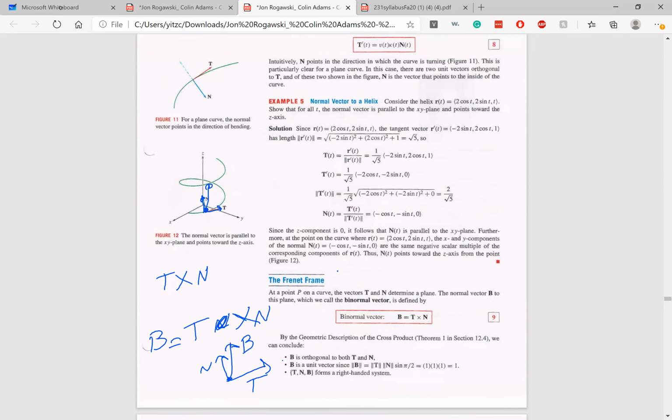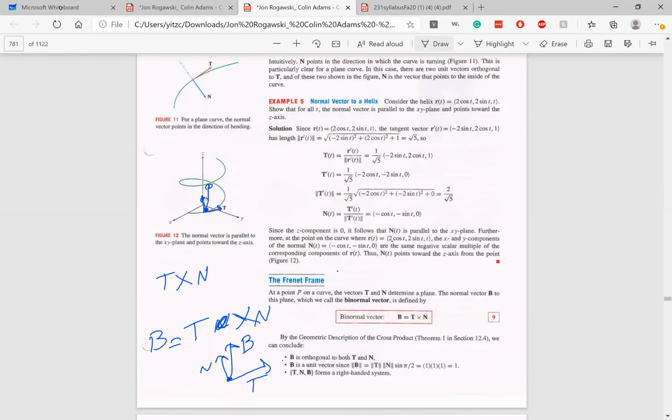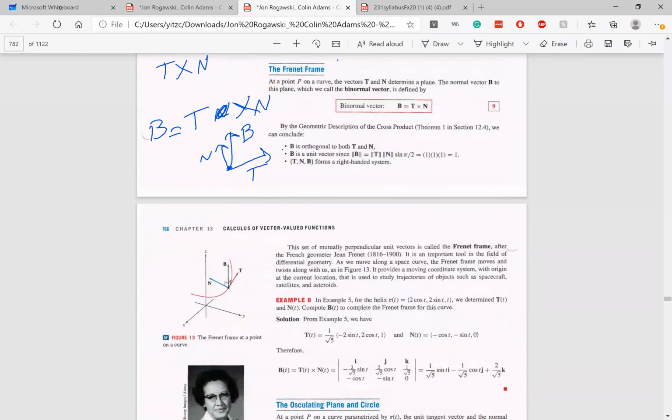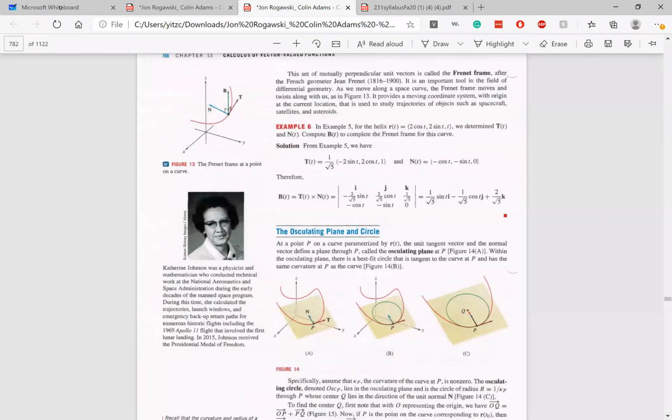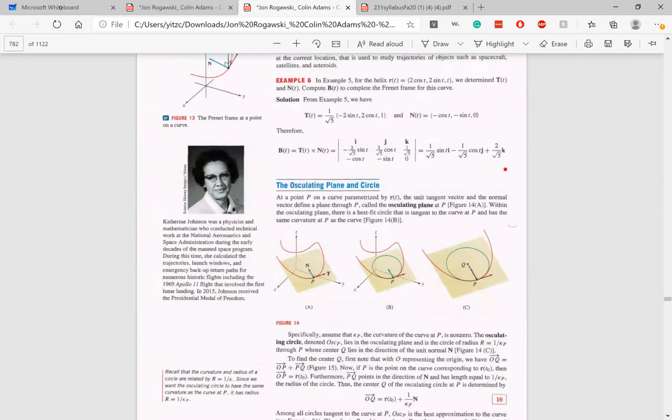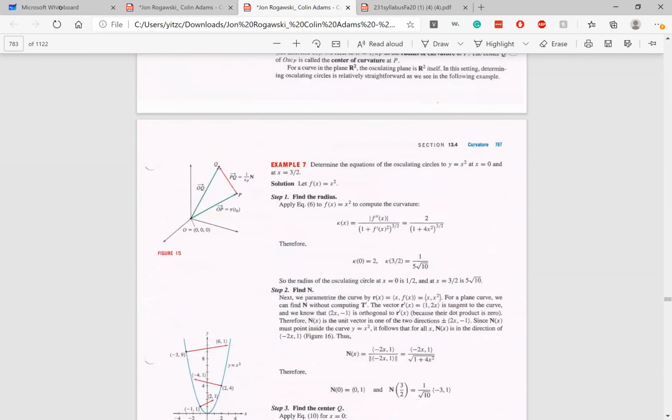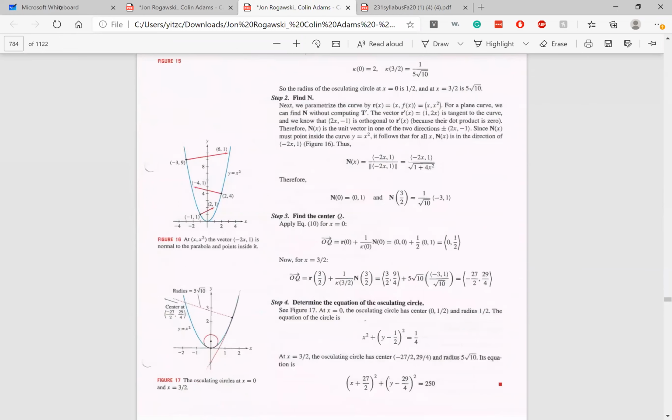And so here it is, normal, binormal, unit tangent. And they give the same example. So we computed the unit tangent, we computed the normal. They ask us to compute the binormal. Well, that again, you just need to take the cross product, and they do, and that's what they get. Okay, and I'm going to skip the section with the oscillating plane and circle. So that will be the end of this section.